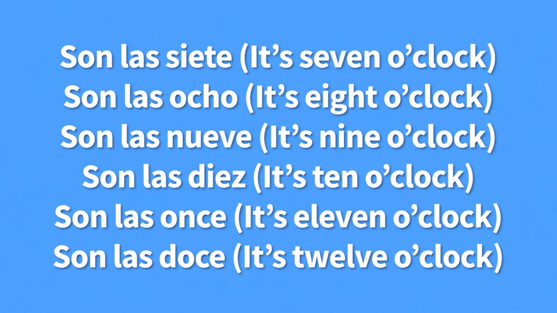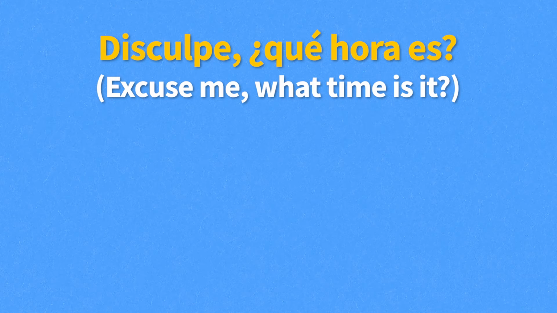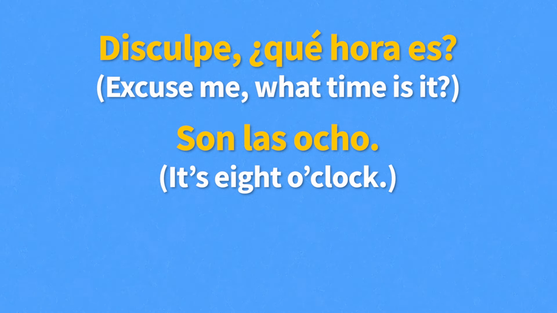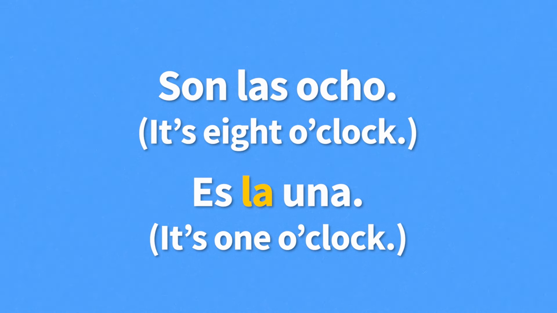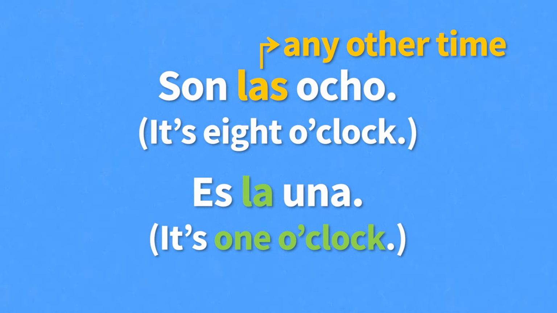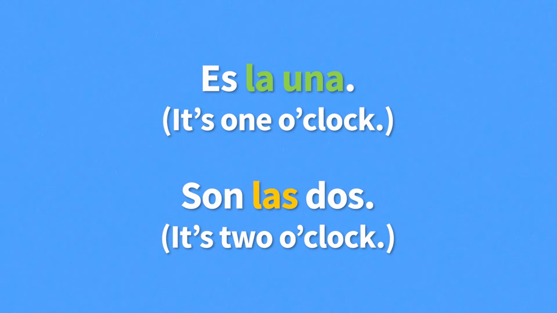If you're out and about and you want to ask someone for the time, you would say, Disculpe, ¿qué hora es? Excuse me, what time is it? And they might answer with something like, Son las 8, it's 8 o'clock, or Es la una, it's 1 o'clock. Notice the use of the feminine article la or las in front of the numbers. La is reserved for 1 o'clock, while las works for any other time. For example, es la una, it's 1 o'clock. Son las dos, it's 2 o'clock.